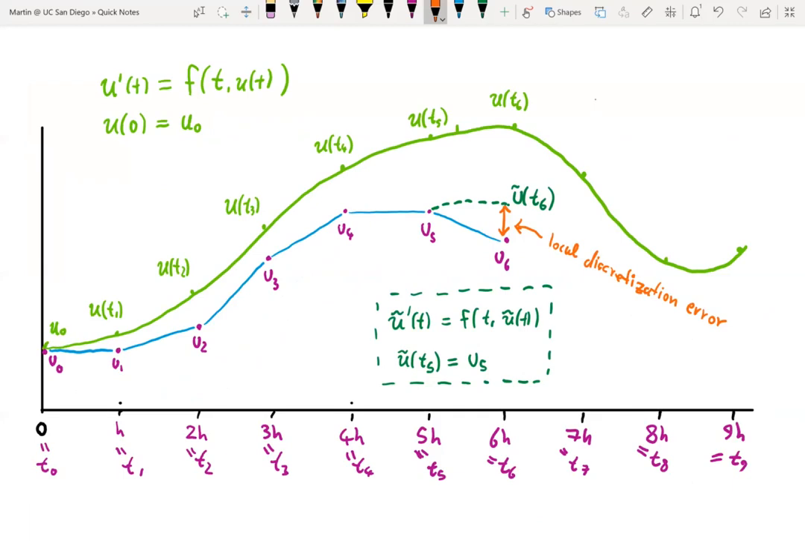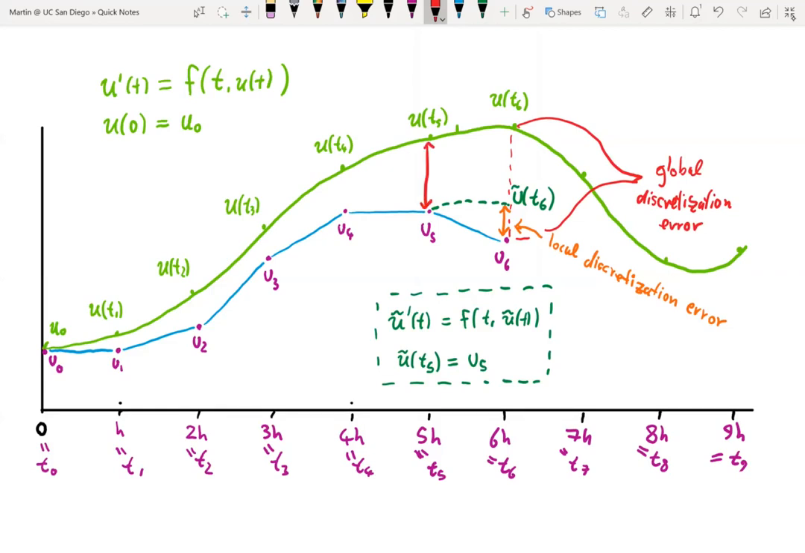All right, let's return to this graphic in order to outline what we're going to do with the local discretization error. What we actually would like to have is an estimate for the global discretization error, which is the difference of u at time t6 and u6. In order to use the local discretization error to estimate the global discretization error, let's suppose I already have an estimate for the global discretization error at time t5.